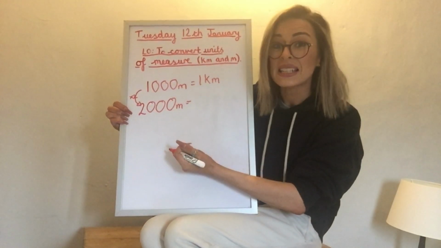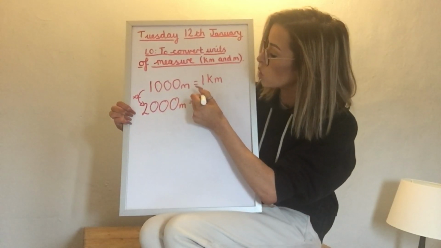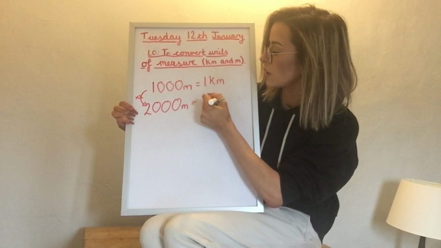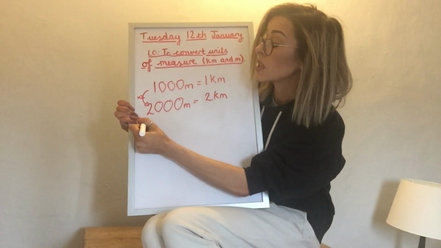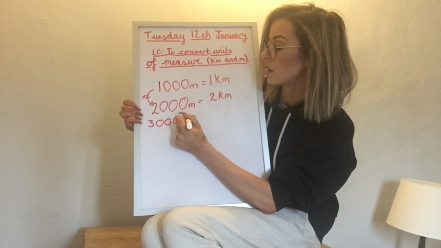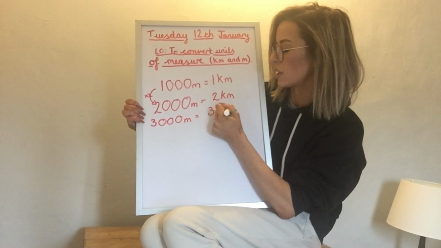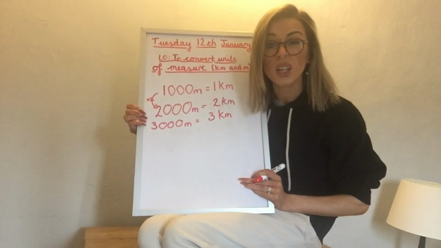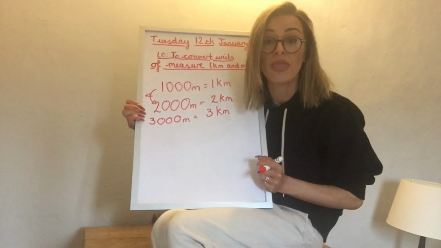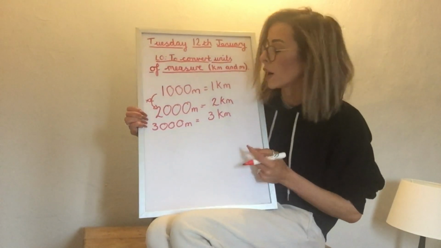So any guesses? Have a think. 2,000 metres is 2 kilometres. And 3,000 metres is 3 kilometres. Okay, now I would like you to see if you can figure out these ones for me. So I'm going to write them down and then I want you to pause the video, okay?